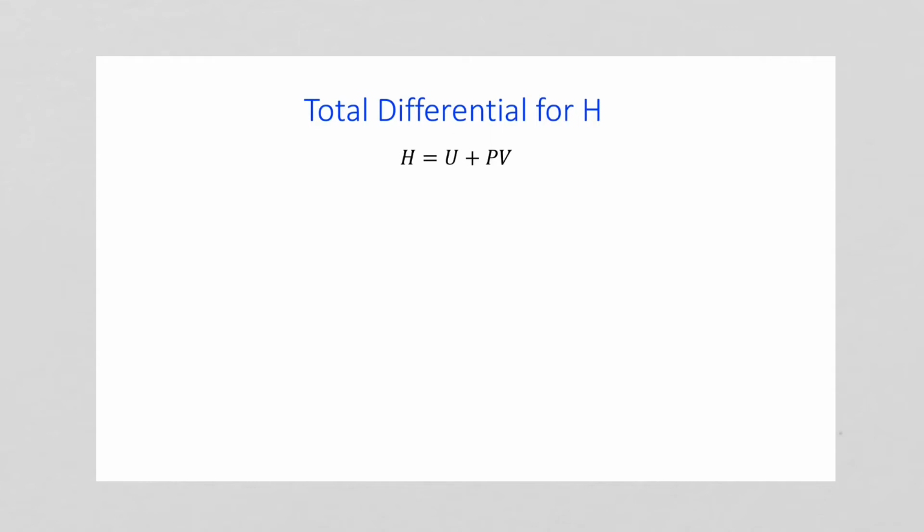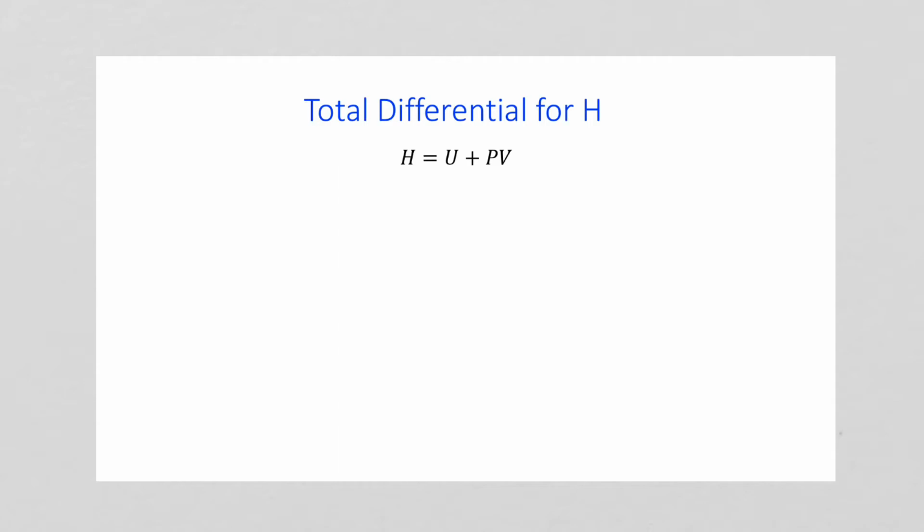Hi there, this video is going to walk you through setting up the total differential for enthalpy, or H, which we know is given by the expression H equals U plus PV. Now remember, U is that internal energy that we've been working with for a while, and then we just have this addition of pressure times volume.